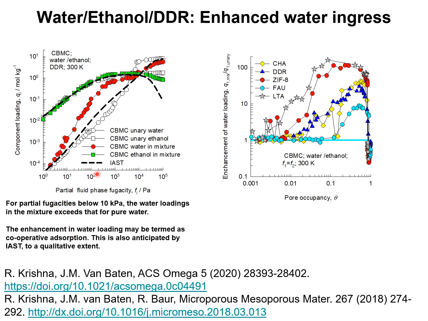And this phenomenon is observed not only for DDR zeolite, but for chabazite, zeolites, faujasite, and LTA. And in this graph, I plot the enhancement in the water loading, that is the component loading for mixture adsorption divided by the component loading for the corresponding unary system as a function of pore occupancy. And we note that the enhancement can be about 2 orders of magnitude depending on the pore occupancy. The IAST fails to capture quantitatively the enhancement in water loadings because the IAST does not cater for molecular clustering effects due to hydrogen bonding.